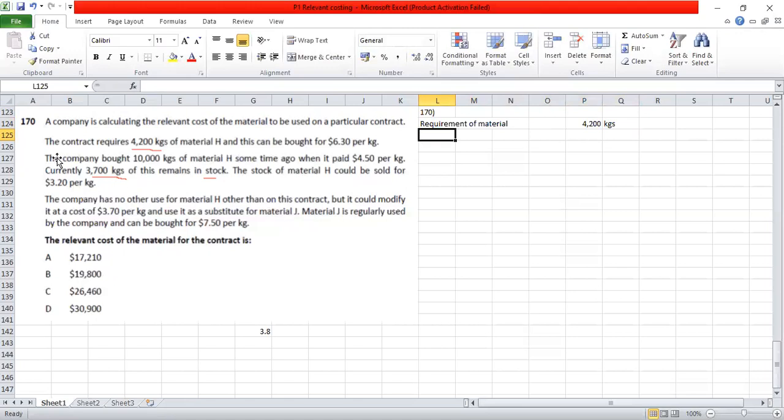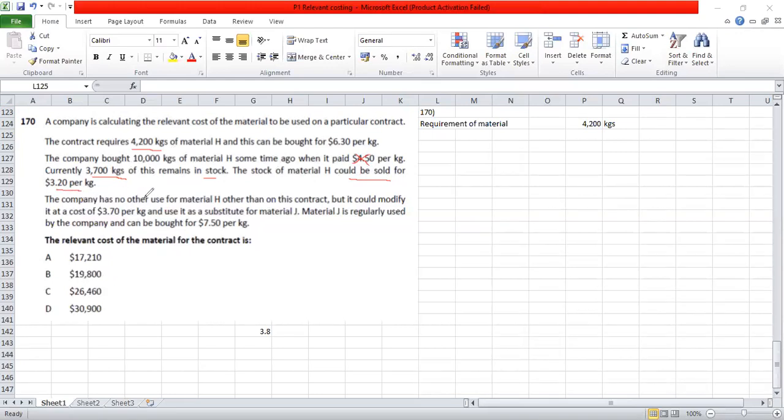Then the next paragraph, the company bought 10,000 kgs of material H some time ago when it paid 4.50. This is irrelevant. This is historical in nature. So when they have paid 4.50, it is not relevant for us at the moment for decision making. Currently, 3,700 kgs of material is available in stock. The stock of material H could be sold for 3.20 per kg.